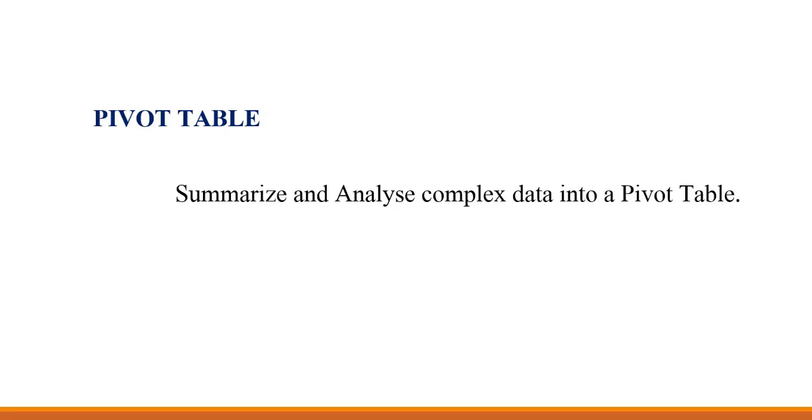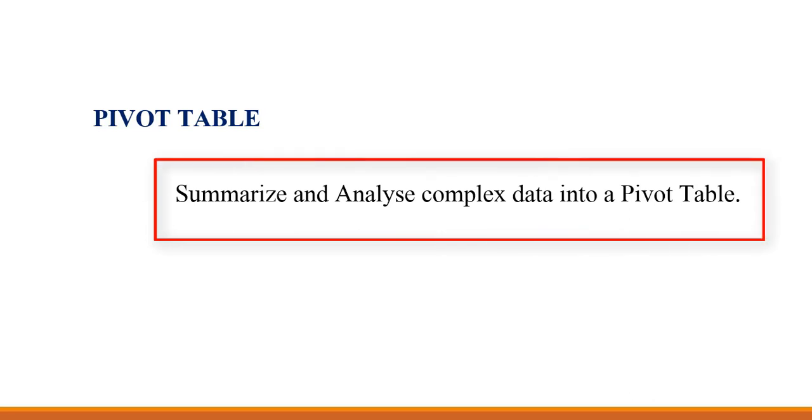So, what is a pivot table? What is the exact definition of a pivot table? A pivot table summarizes and analyzes complex data. That means we arrange the data and summarize it into a pivot table without writing any formulas. Now we'll see what a pivot table is with an example.